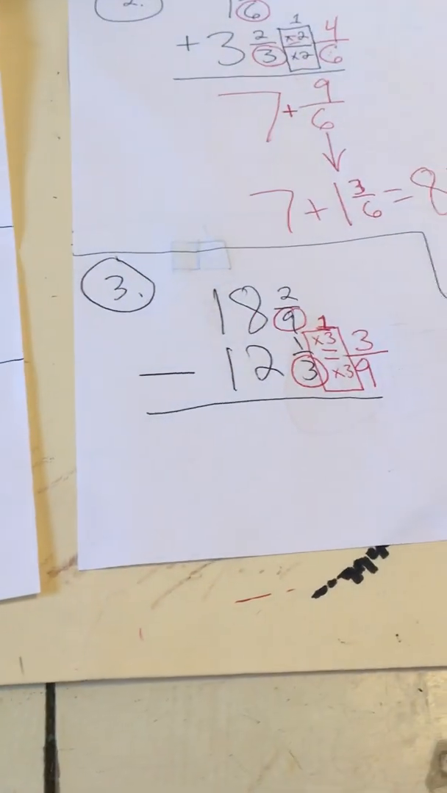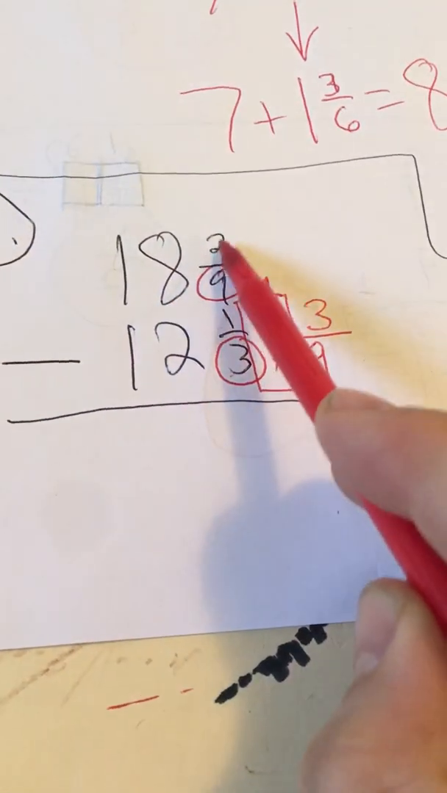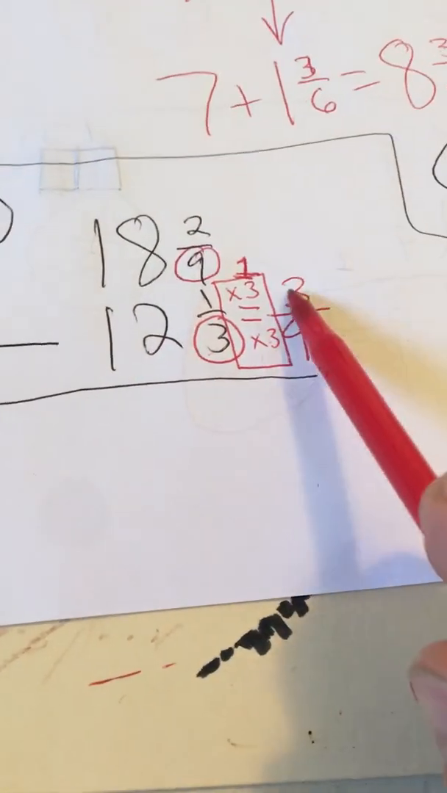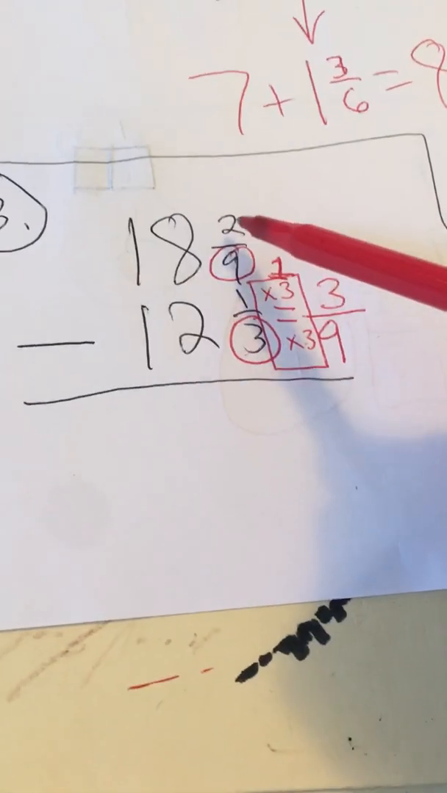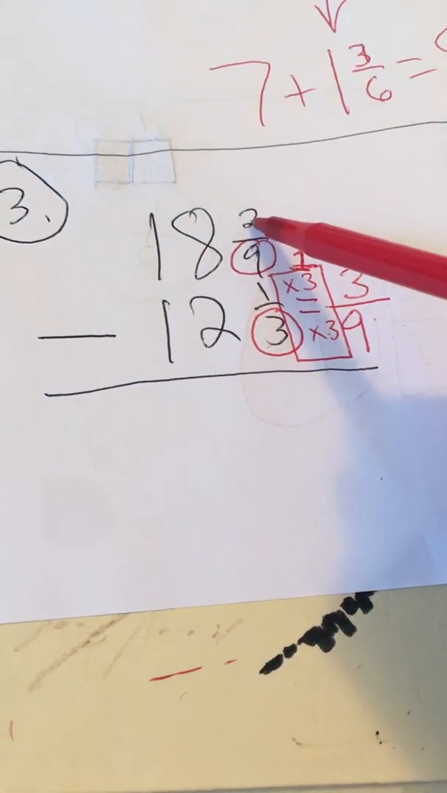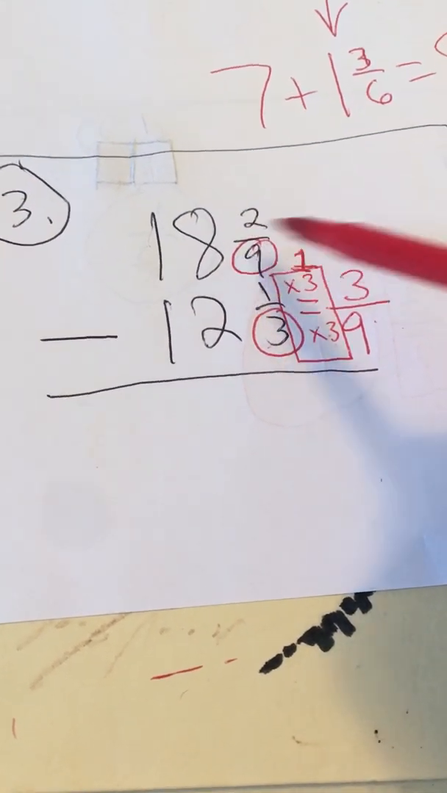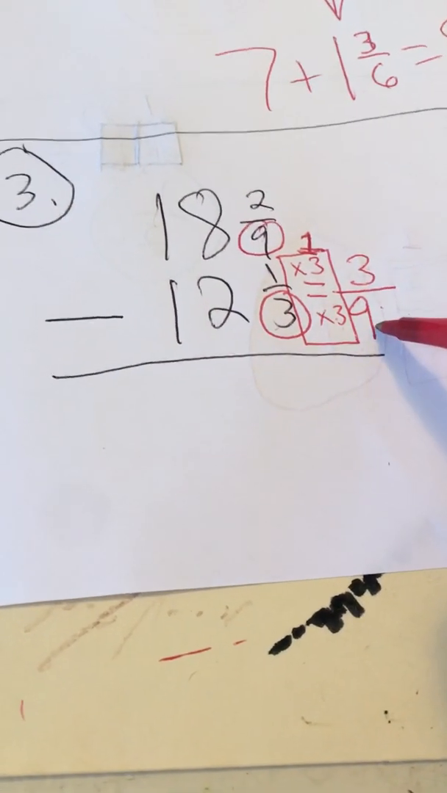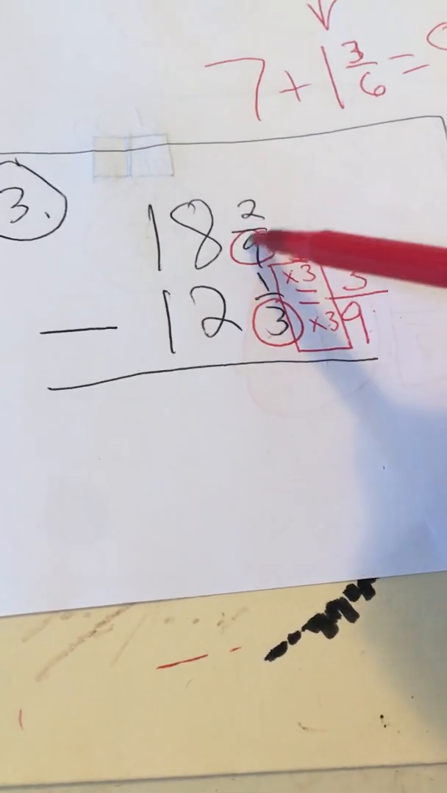Here's where we come into a little bit of trouble, though. We have 18 and 2/9 minus 12 and 3/9. You can't do 2/9 minus 3/9. If you only have 2 of those 9th size pieces, you can't take 3 of those same size pieces away from it. You only had 2.